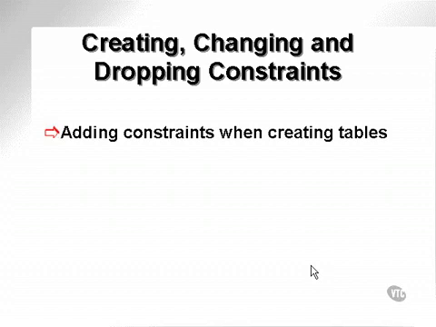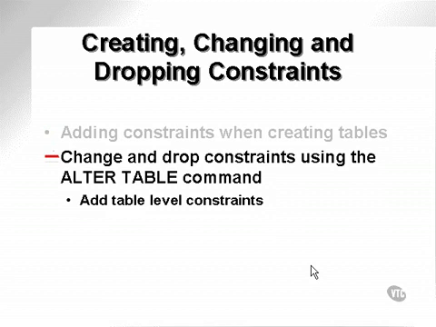Creating, changing, and dropping constraints. Constraints. We know what constraints are already. Constraints literally constrain tables and columns in various ways. We create constraints by adding constraints when creating tables using the create table command. We change constraints and drop constraints by using the alter table command.